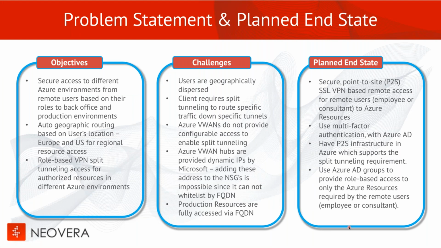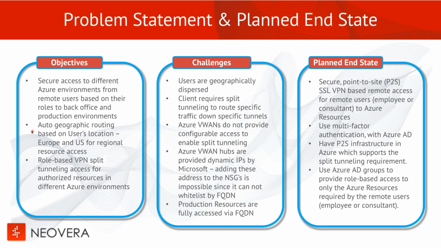So here's the problem and the plan end state as we gather the requirements from them. The objectives, over here, we see secure access to different Azure environments, because we're going to have two: the back office and the production environment. Back office is the Exchange, Office 365, those kind of other servers that we may have up there. But the production environment, and the multiple production environments, is really what they're trying to protect. That's where the clients live.